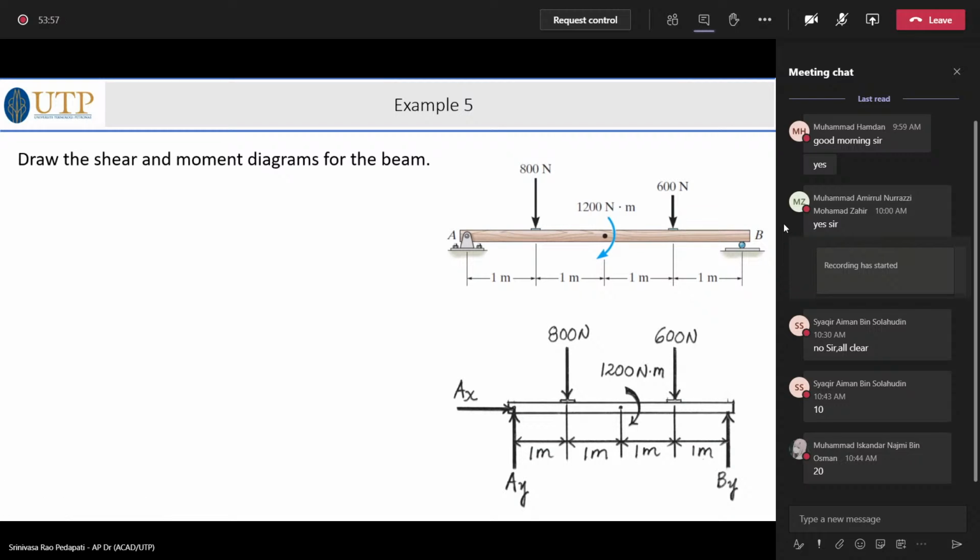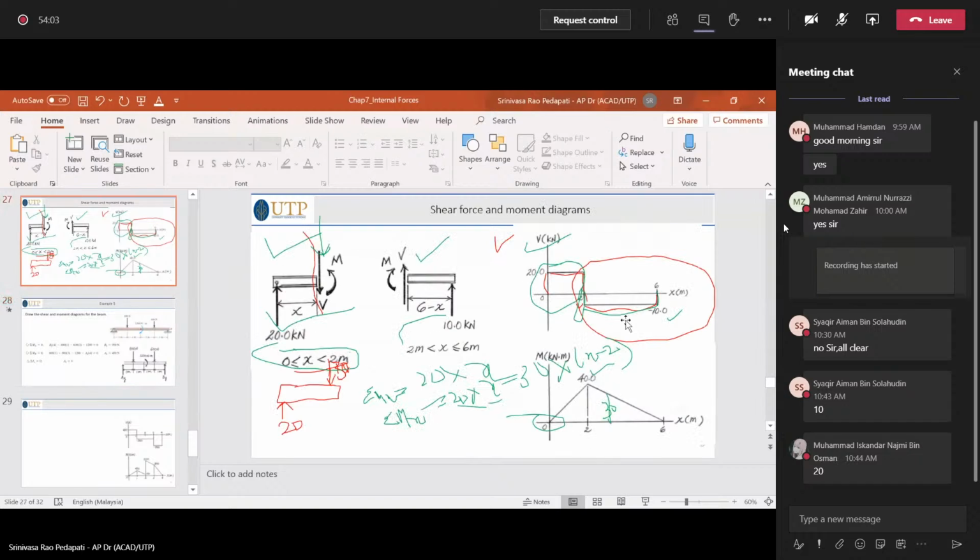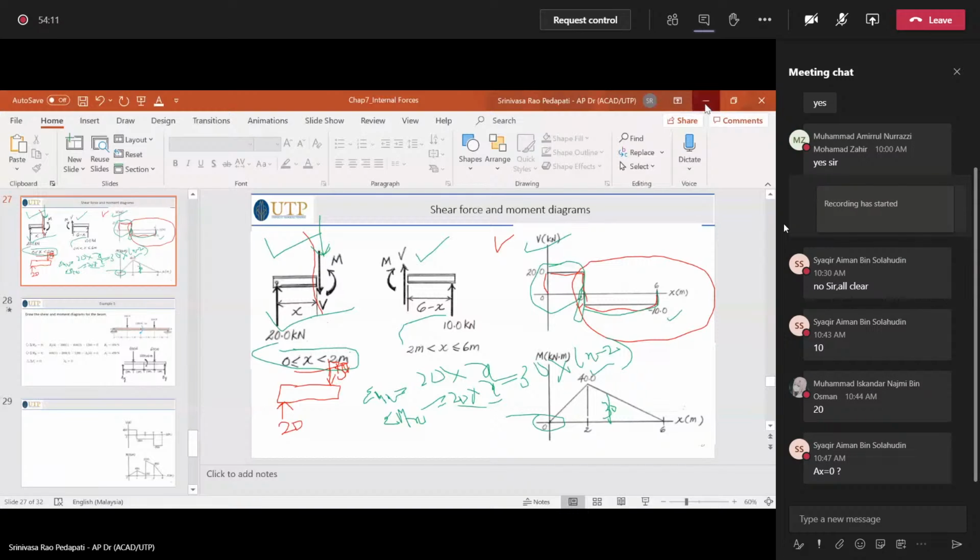So what is the value of AX, AY? AX is 0, yes, good. AX is 0 because there is no horizontal force. Yes, AX is 0. So AY, BY, how do you get AY, BY?